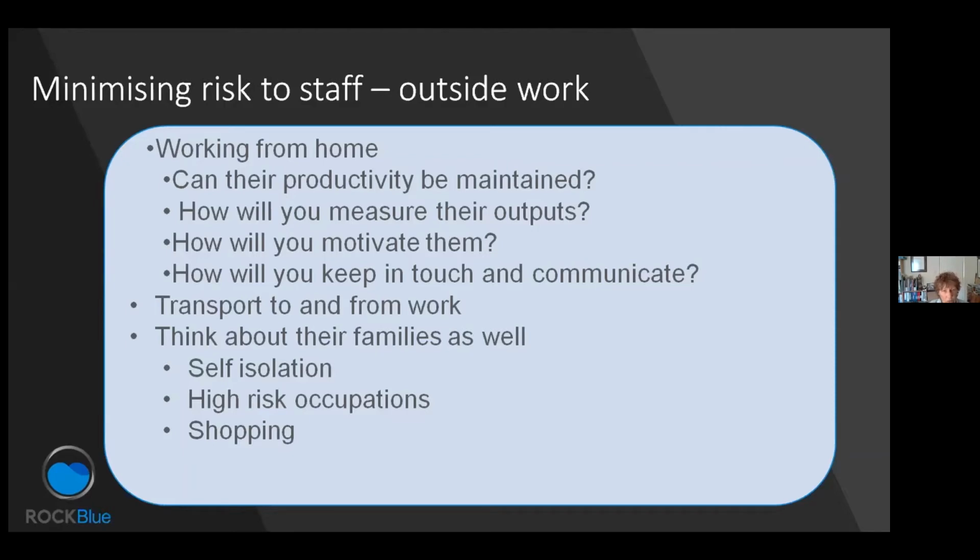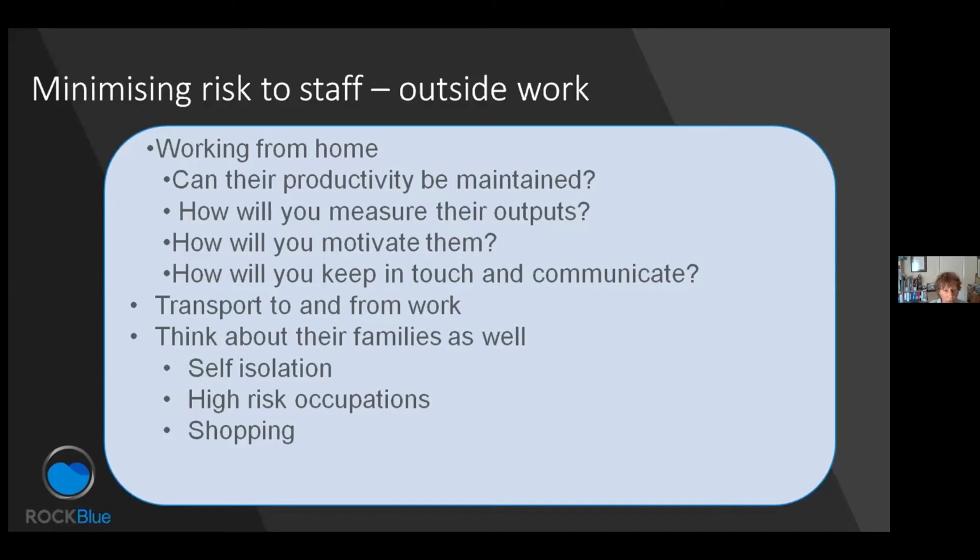If they are going into work, how are they going to get into work? Transport in a lot of cities requires sitting in crowded minibuses, which will be an absolute gift for the COVID virus. So you may need to think about providing transport. And you need to think about their families as well, because it's no good making sure your staff are safe if they just pick up infection when they're at home.